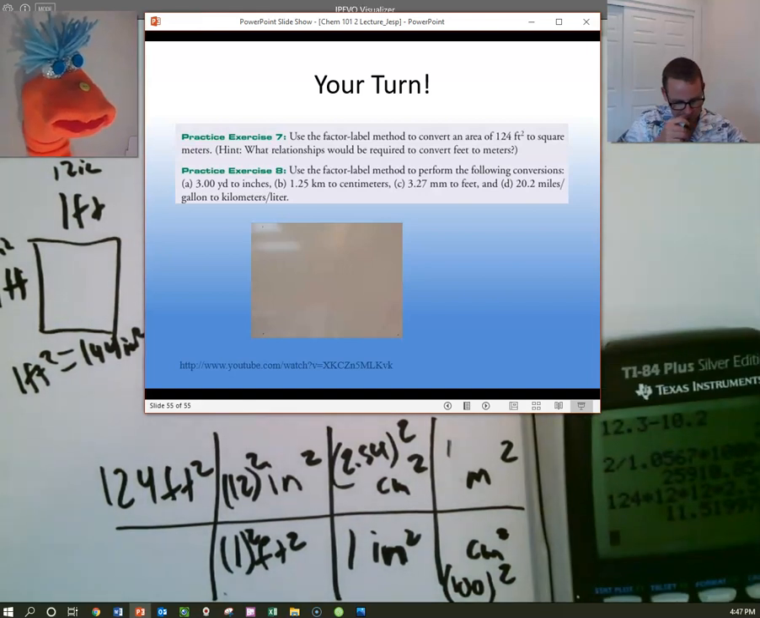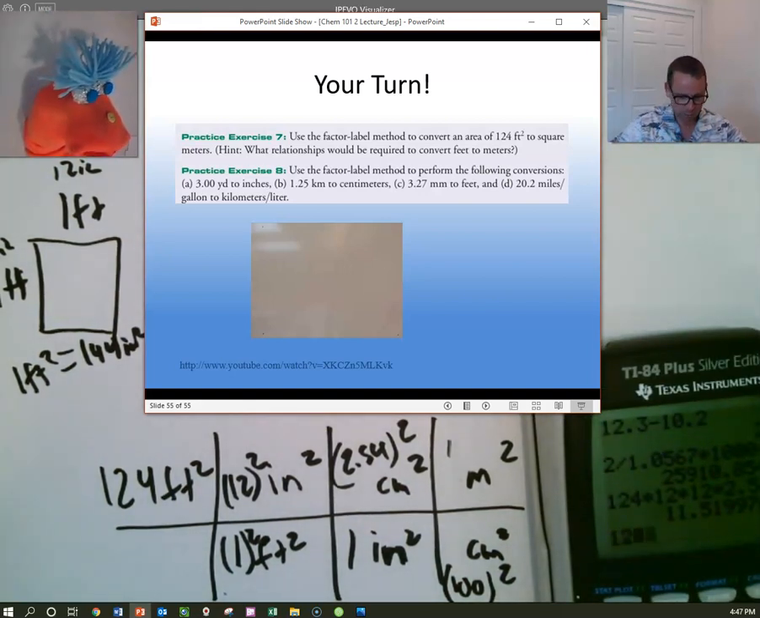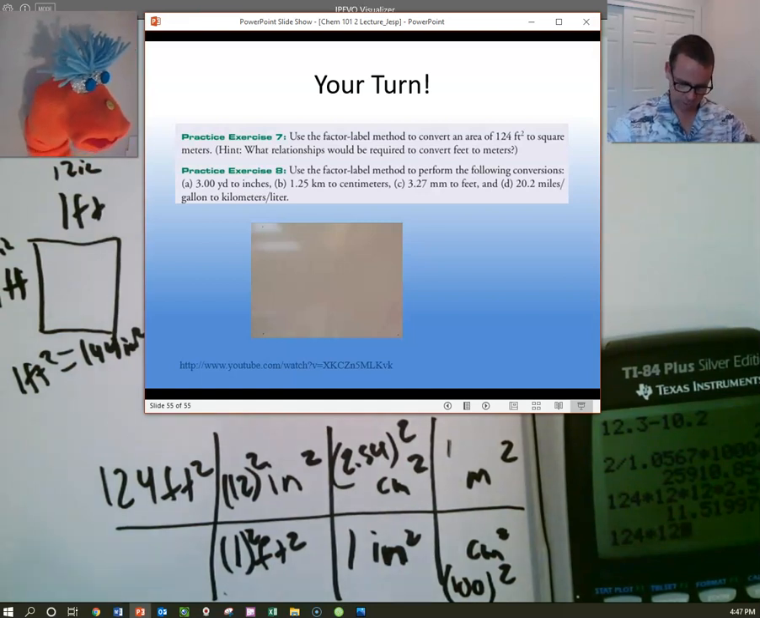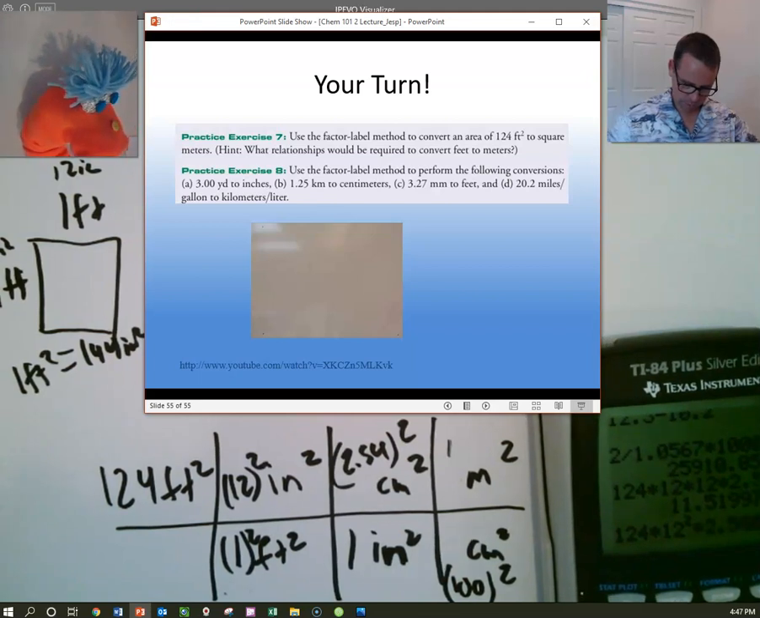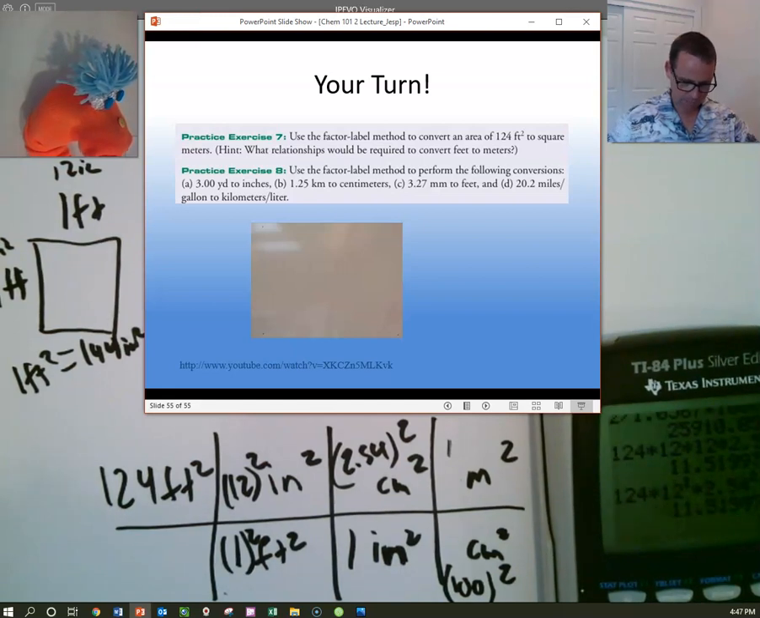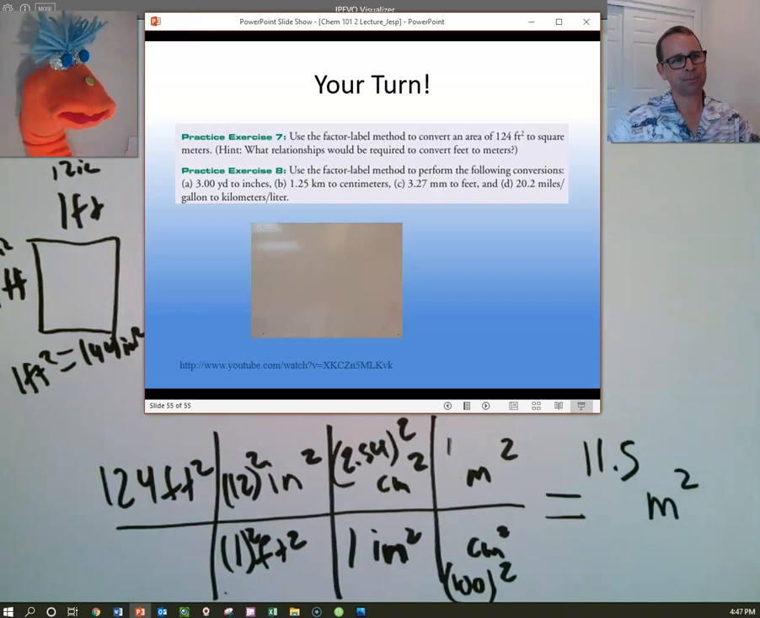Let me do that in the calculator a different way. 124 times 12, where's my square button? There it is. Squared times 2.54 squared divided by 100 squared. Okay, so I get the same answer that way.